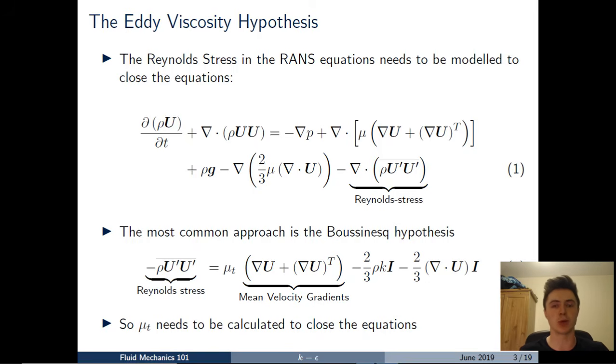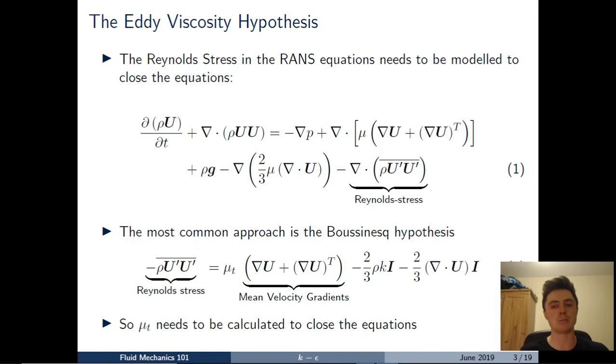And the most popular way of doing this is with the Boussinesq hypothesis, which you can see there in equation 2. What we do with the Boussinesq hypothesis is we relate the Reynolds stress on the left hand side there to the mean velocity gradients in the flow, which are indicated there by the underbrace term. The Reynolds stresses are related to the mean velocity gradients by the dynamic eddy viscosity, or turbulent viscosity, which is given by mu subscript t there in equation 2.